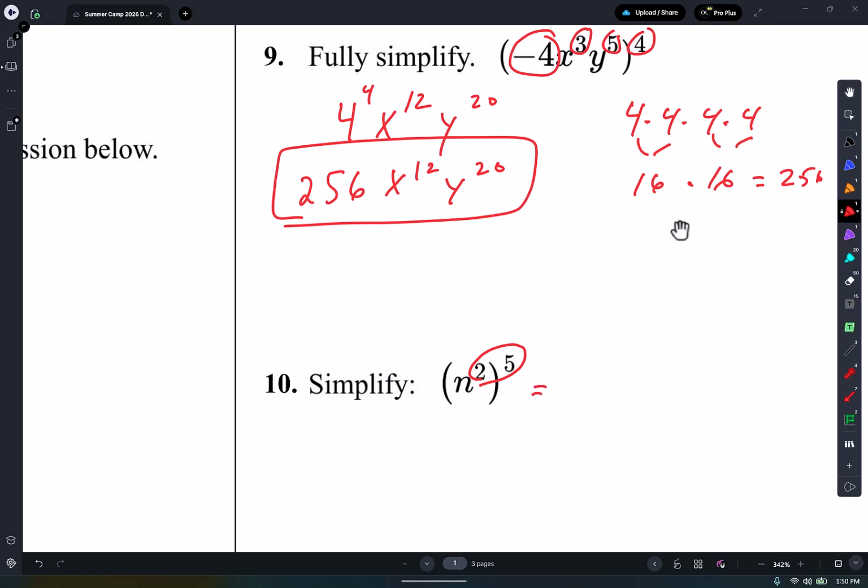N squared raised to the power 5. So that's going to be n to the 10th. Yeah, that goes back too easy now.